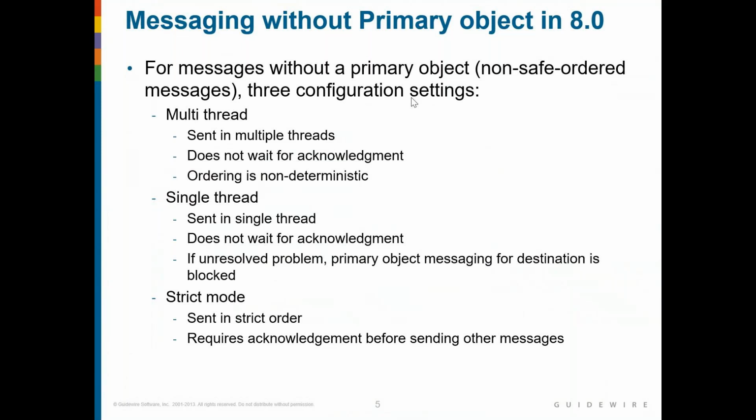And there are two ways of messaging. There's single-threaded and multi-threaded. Sending in a single thread does not wait for the acknowledgement; if an unresolved primary object exists, messaging for that destination is blocked. So this is the single thread. In the multi-thread, it sends in multiple threads and does not wait for acknowledgement. Ordering is non-deterministic. There is also a strict mode, where messages are sent in strict order and an acknowledgement is requested before sending.